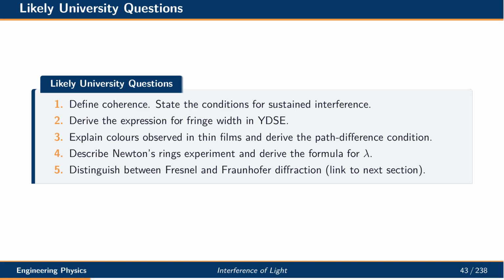Typical exam questions on this topic include defining coherence and stating conditions for sustained interference. You should be able to derive the expression for fringe width in Young's experiment. Another popular question is explaining the colors in thin films using the path difference condition. Be prepared to describe Newton's rings experiment and derive the wavelength formula. Finally, you should distinguish Fresnel and Fraunhofer diffraction, which leads.